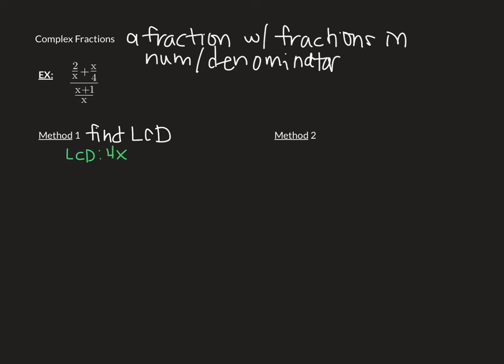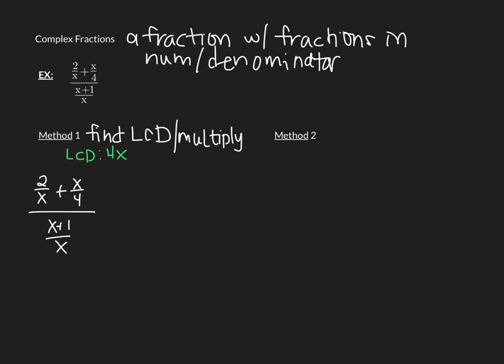Okay, so method 1 is going to find the least common denominator and multiply by only the least common denominator. And it's going to look a little different. Okay, so we're going to take this fraction, which is 2 over x plus x over 4 over x plus 1 over x. Sorry, that's supposed to be over x, not over 4.